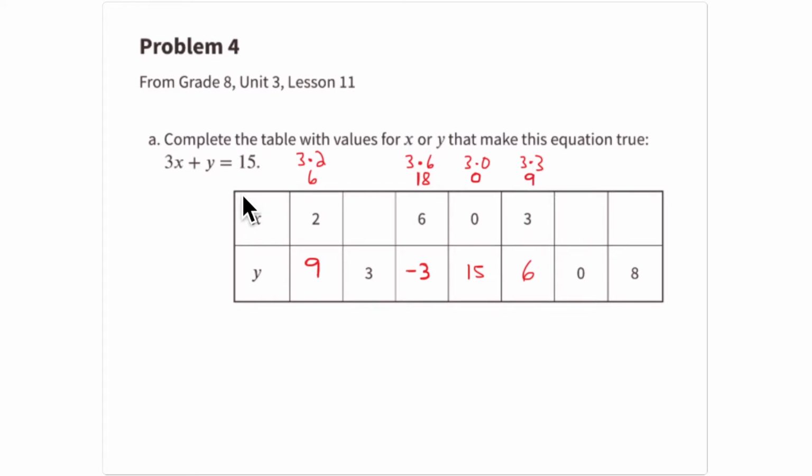And 3 times 3 is 9. 3 times that 3 right there is 9. So the additive inverse of 9 is a negative 9. So what you're doing each time is you're removing this term from this side of the equation to get the value of y.